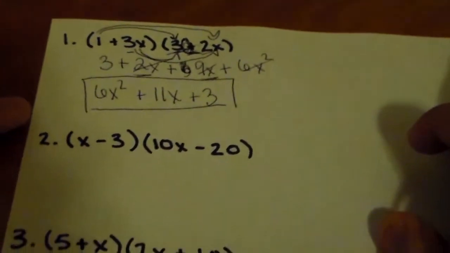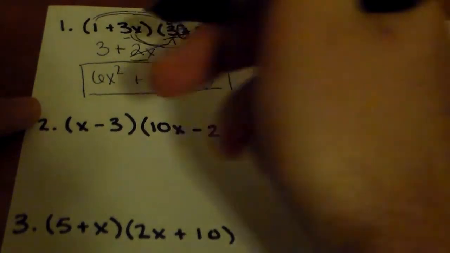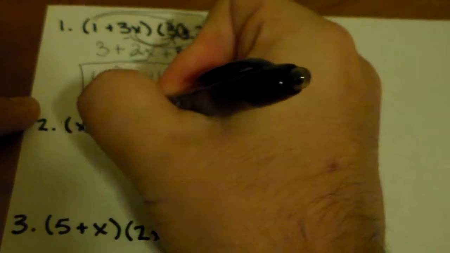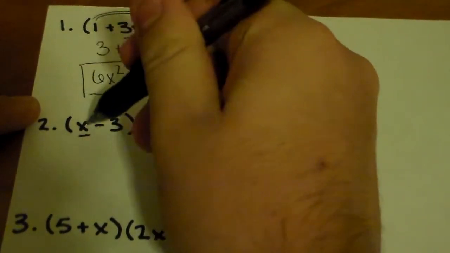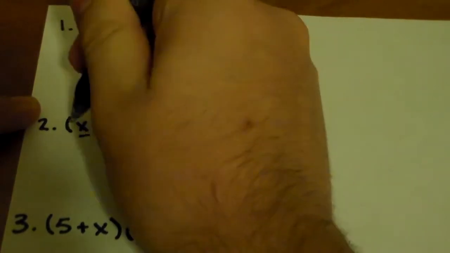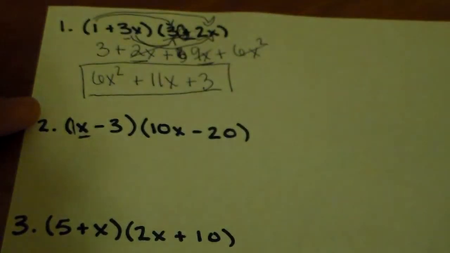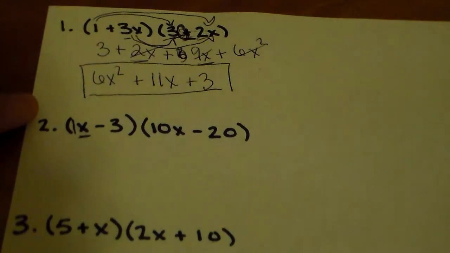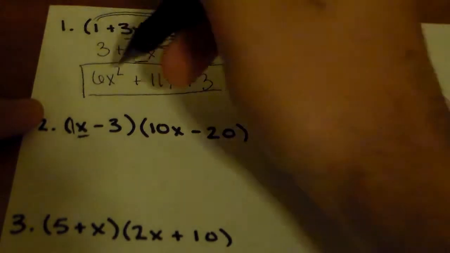Alright, so let's move on to this next one here. We're going to do the same thing. Just to let you guys know, any term in front of the x, if it's just the regular x, it will always be a 1. It will always be 1x. If you need to remind yourself of that, you can just write the 1 in front of the x. So we're going to start again.